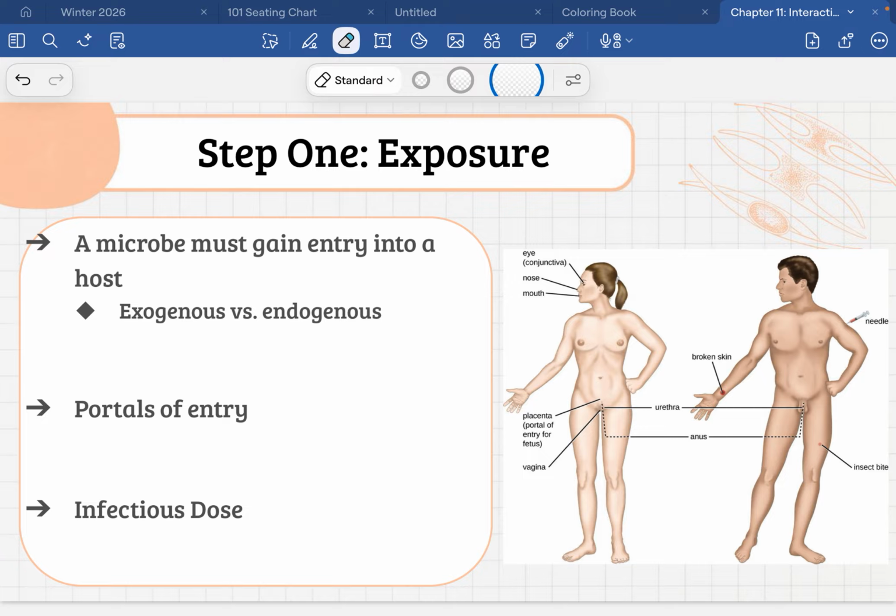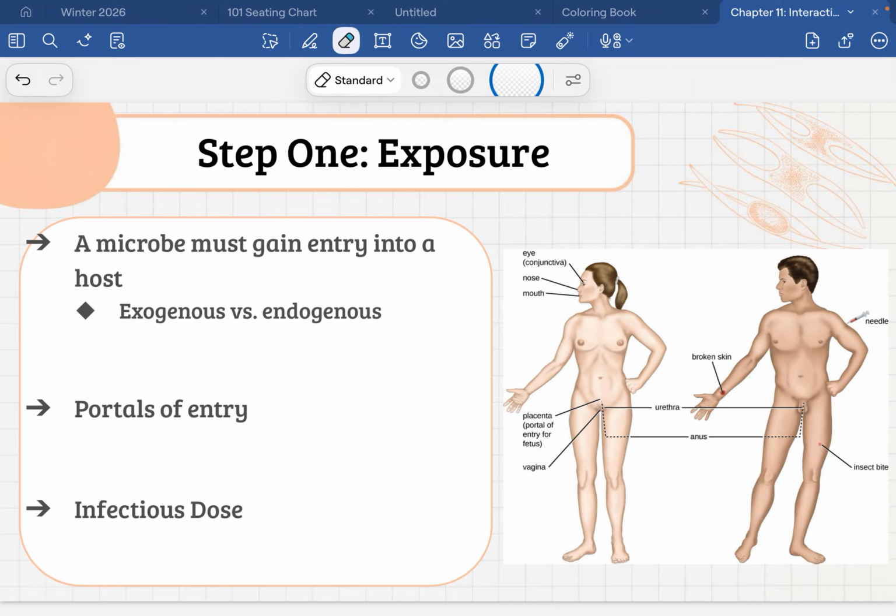The microbe's goal is to make us sick. Or not even to make us sick, it wants our nutrients. That's how it survives. It doesn't care about making us sick, it just wants our nutrients. Okay? So step 1 is going to be exposure.